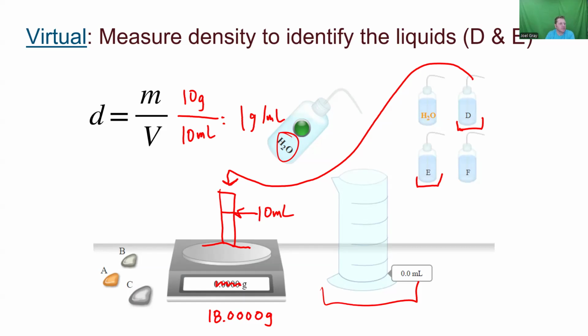What would the density of solution D be? Density is 18 divided by 10. Well, 18 divided by 10 is 1.8 grams per mil. So that would be the density of solution D. And that's how you determine the density of a liquid solution, by having a volume and getting the mass of that volume.